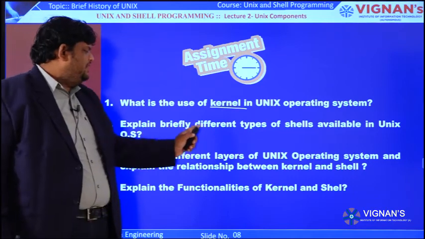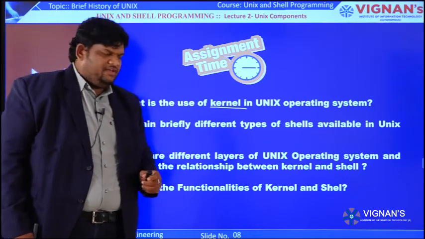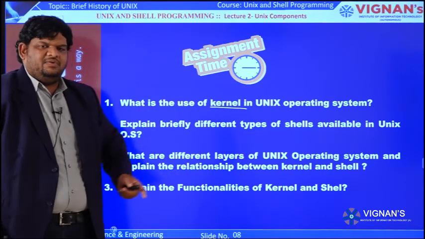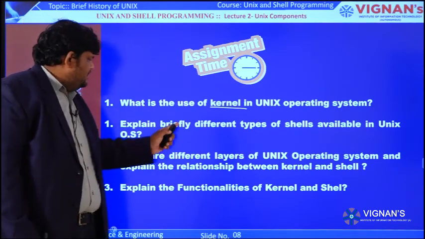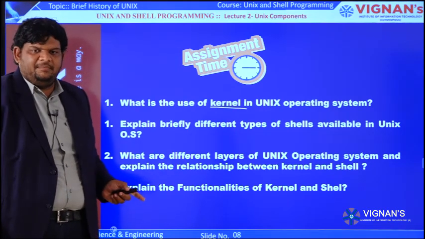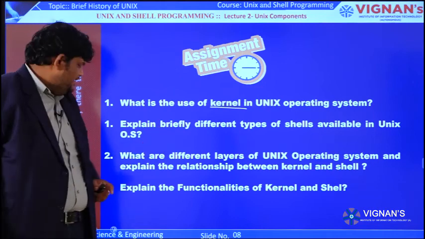Explain briefly the different types of shells available in the Unix operating system. Many types are there, but mainly we can use these three: one is the Bourne shell, the C shell, and another one is the Bash shell. Like that we have to tell here.